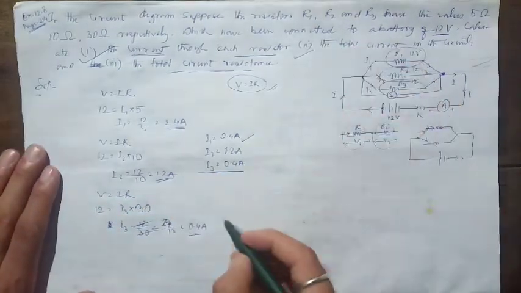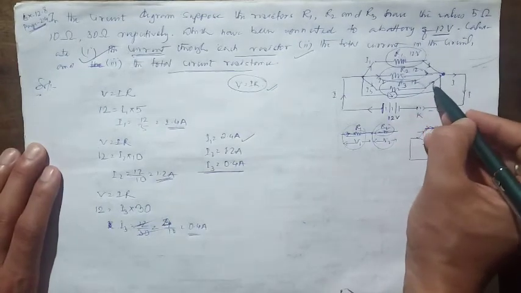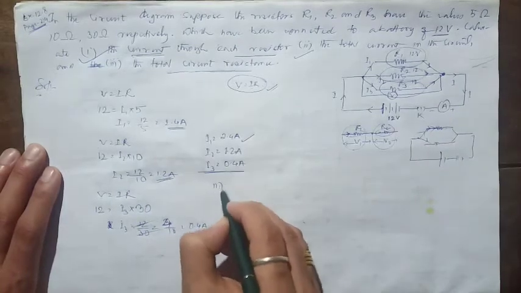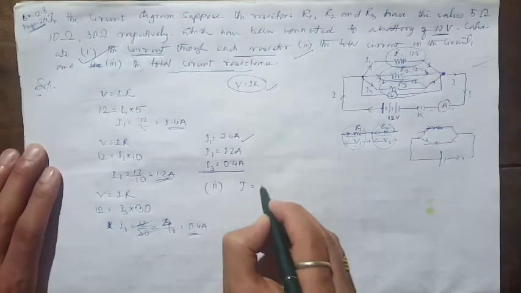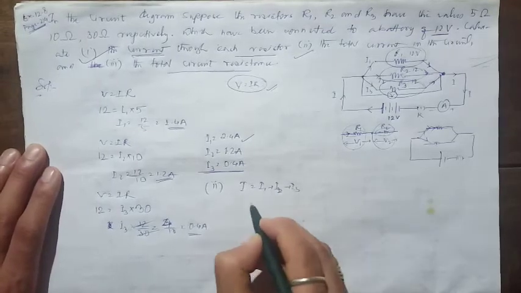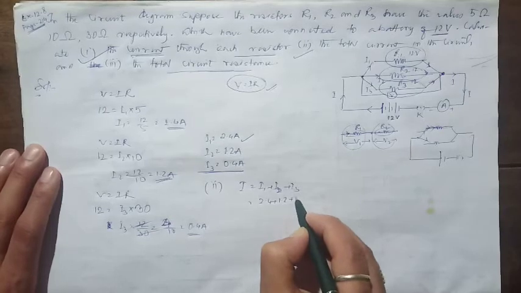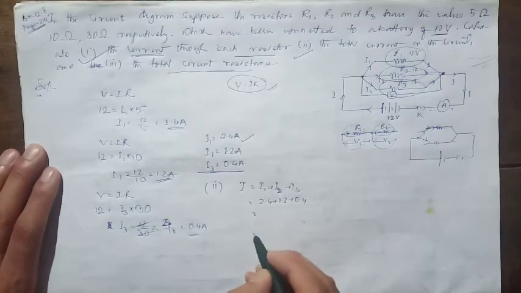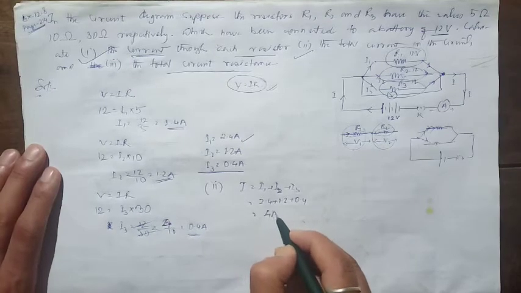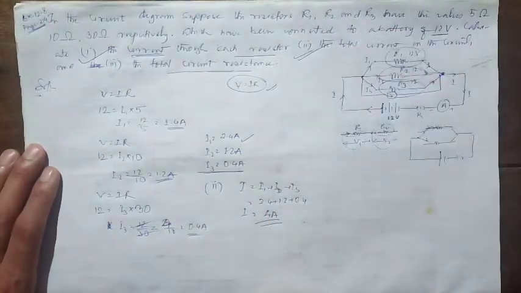Now, second part of the question, the total current. Now, students, I1 current, I2 current, I3 current. When they meet at this point, they will make the total current I. So, second part of the question, total current I equals the sum of all the individual currents, I1 plus I2 plus I3. So, I1 is 2.4, I2 is 1.2, and I3 is 0.4. If you add this, you will get 4 ampere. So, this is the total amount of current. So, we answered the second part of the question, students.